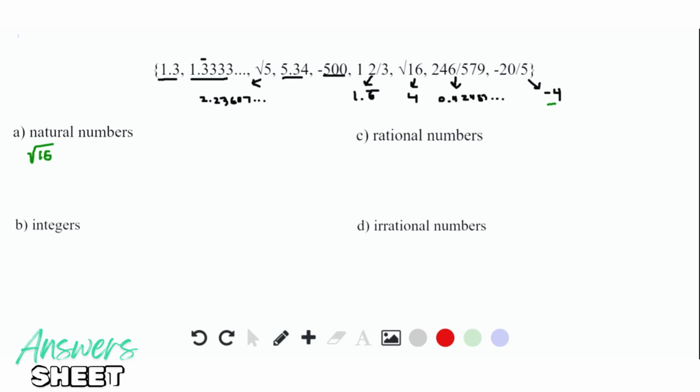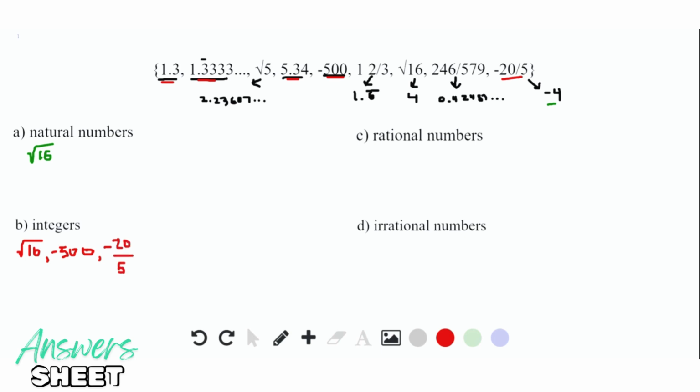Part B, our integers are whole numbers, like natural numbers, but they can be positive or negative. So we already know that square root of 16 is going to be an integer, since it's also a natural number. And going down our list of numbers, we can see in order on our list, 1.3 no, 1.3 repeating no, square root of 5 no, 5.34 no. Negative 500 is a whole number. Even though it's negative, it's still a whole number, so it's an integer. And finally, negative 20 over 5 is equal to negative 4, which is a whole number and is an integer.